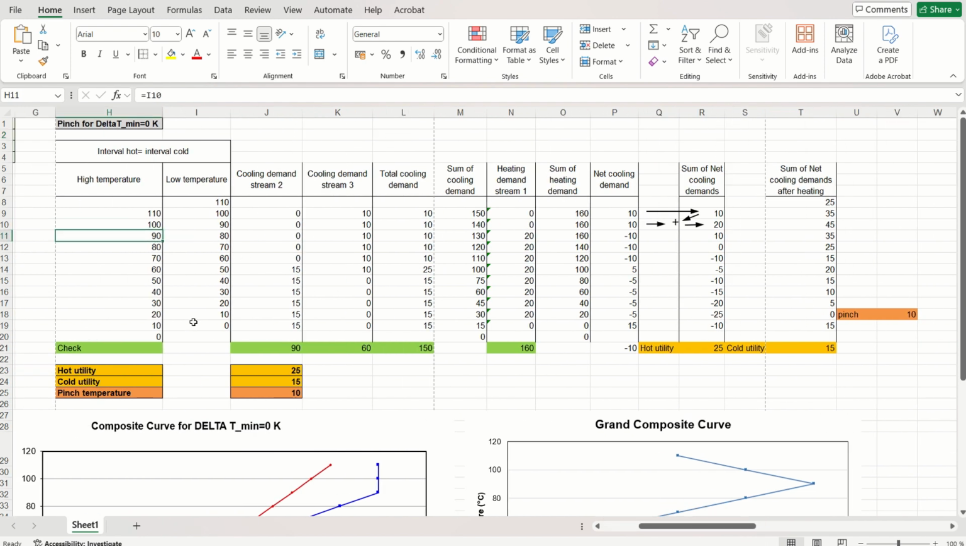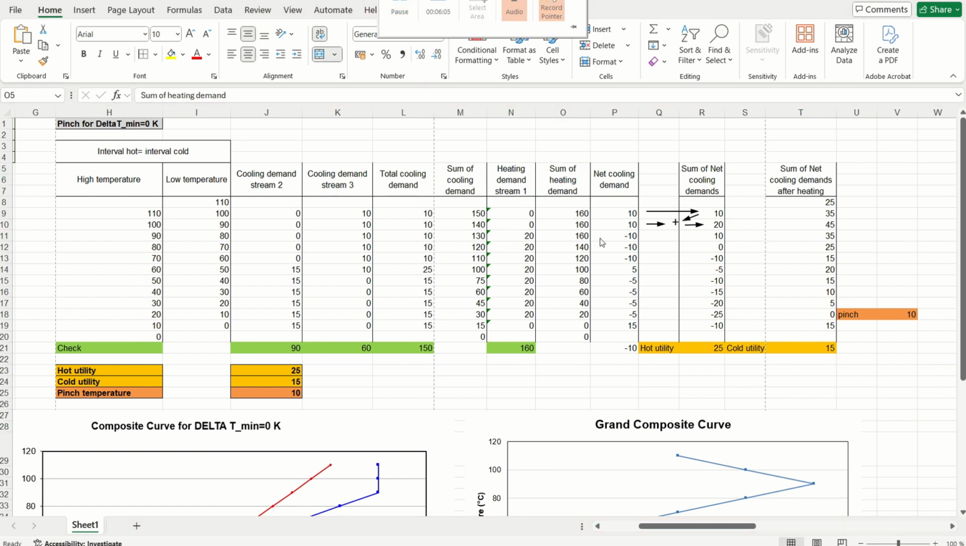I will start from 10 degrees and I will end at 90. So I will again do the same heat flow calculation for the cold stream, which is the heating demand, and again the cumulative sum for the cold stream. And once again, we can check that the final value of the cumulative sum is equal to the total heating demand of the cold stream. If it is equal, our calculation is correct.